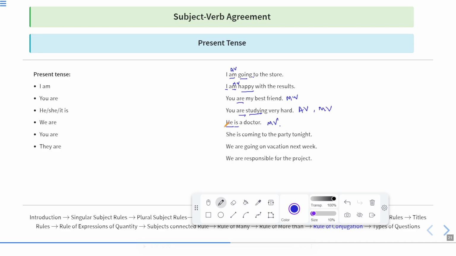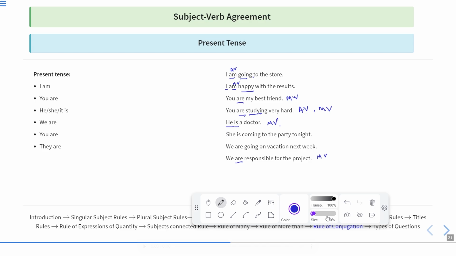We are responsible for the project. In this sentence, are is the main verb and responsible is the subject complement. We is the subject of the sentence. So here are is the main verb, which is the present form of be. So the present form of be can be used as an auxiliary verb as well as the main verb of the sentence. It depends on the structure of the sentence. If we have the structure subject plus helping verb plus main verb plus object, the be form will behave as the helping verb.